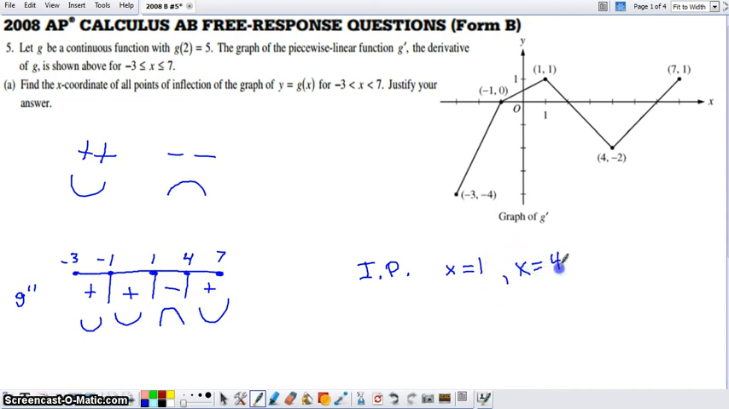Now I'm not going to really write out the justification, but the justification would be what I just mentioned. The graph changes from concave up to concave down as we cross the x value of 1, and concave down to concave up as we cross the x value of 4.